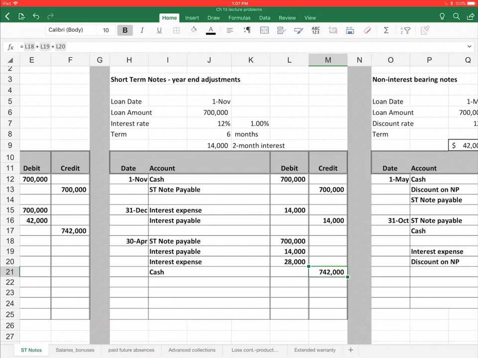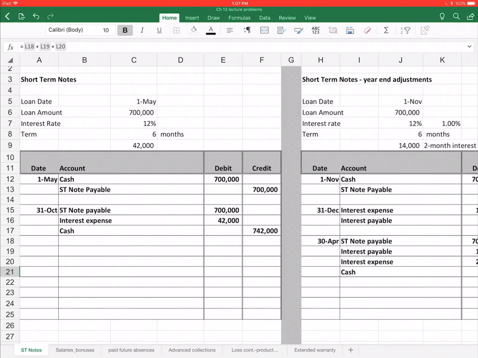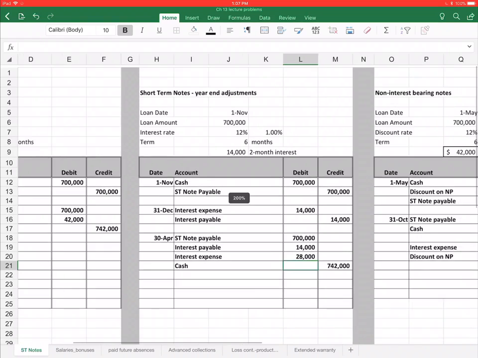So again, that's a little bit more complicated version of a short-term note payable. Again, there's a very simple example here on the left-hand side that's kind of walked through in the lecture, and now we've gone through a little bit more of a complicated example where we have interest that's being accrued over 2 different accounting periods, and we have to make that adjustment as of year end.